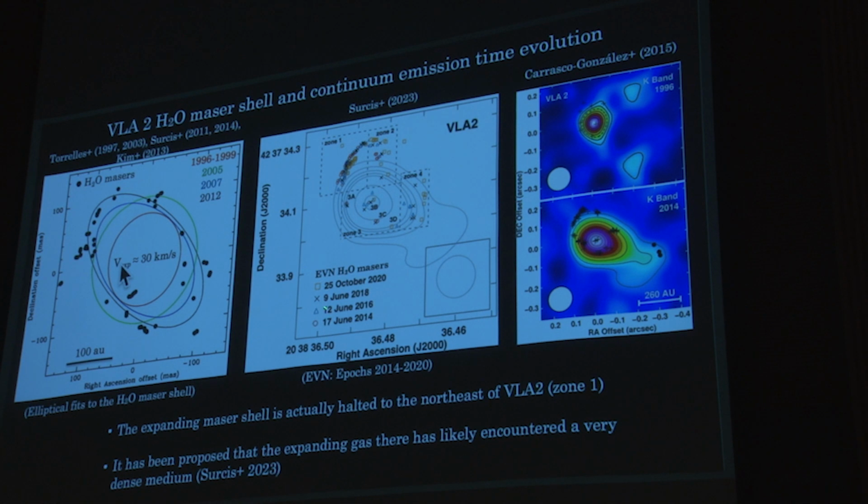More recently, using the European VLBI Network, also in different epochs, we see the shell, and in contours is the radio jet. Perhaps the most interesting thing here in these observations was to see that these masers are stopped, are halted, for something that we don't know. We proposed in the work by Gabriele Surcis and collaborators that here there is some kind of obstacle halting the expanding motions toward this direction.